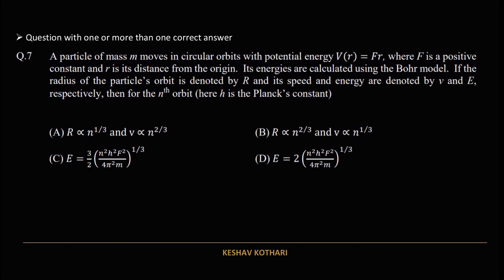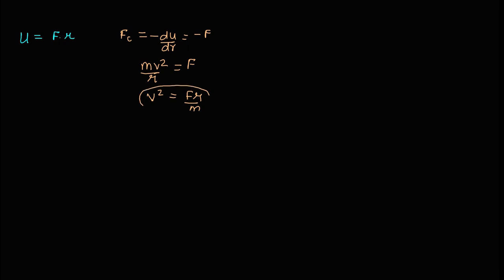The first thing that I state over here is that U is a function of r, and the force is given to us as F = f·r. So I write that the centripetal force can be written as minus dU by dr, and we obtain mv² upon r is equal to F. So I can write that v² is equal to Fr by m, and we will be using this in the problem later on.